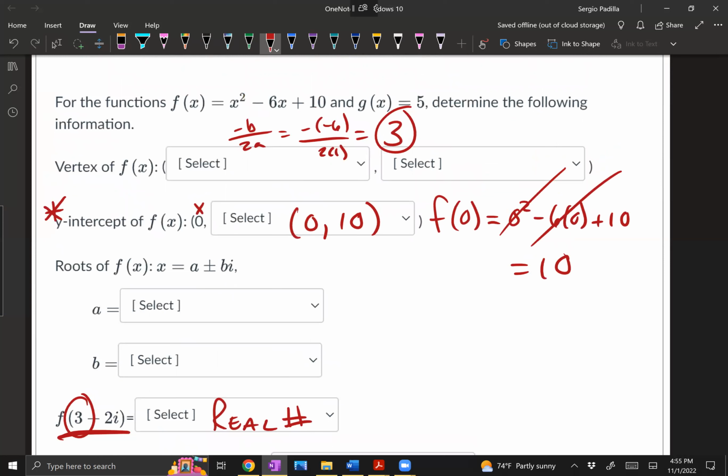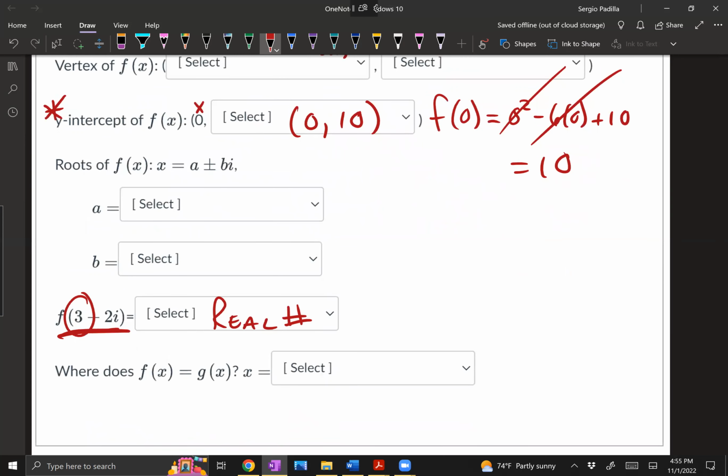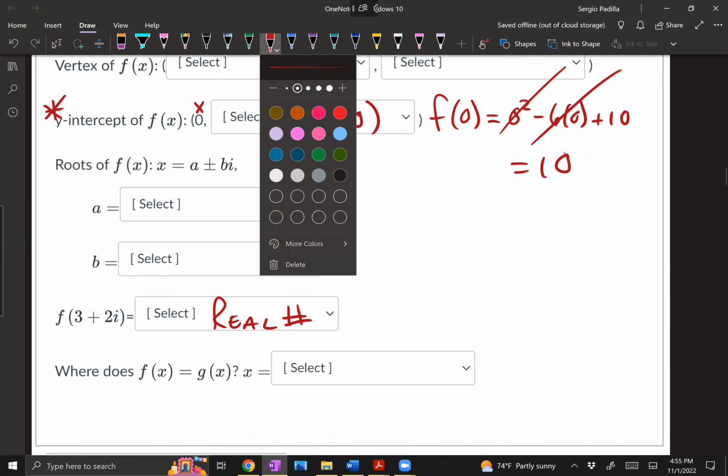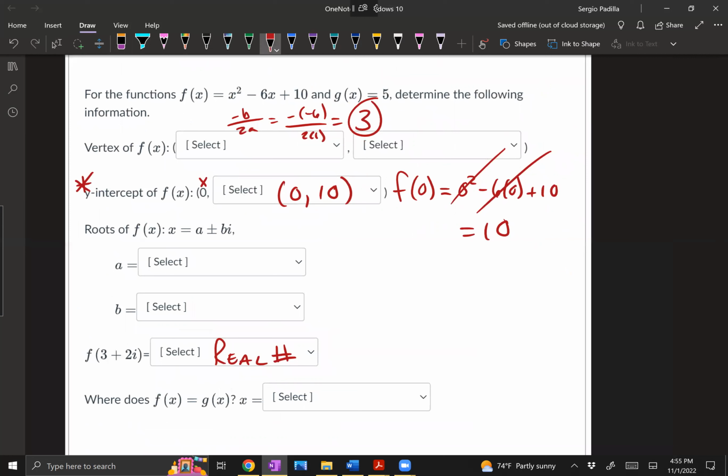I'm not going into the whole thing, and it might even be a 0. Remember that when you plug in an imaginary number, in fact, let's double check this. I'll do this one with you guys. When you're asked to evaluate an imaginary number in a quadratic, let's try it out. 3 plus 2i. Remember that the first thing you're going to do is square that imaginary number. 3 plus 2i squared minus 6 times 3 plus 2i plus 10.